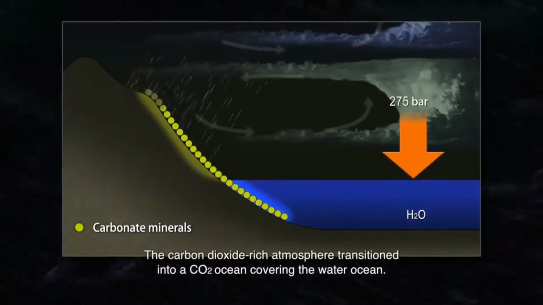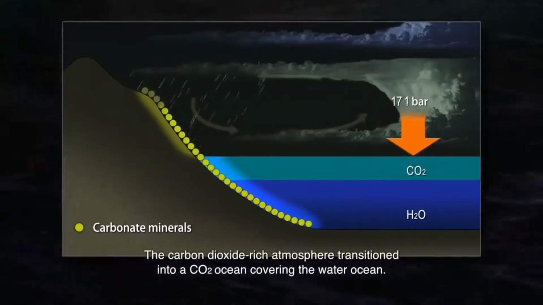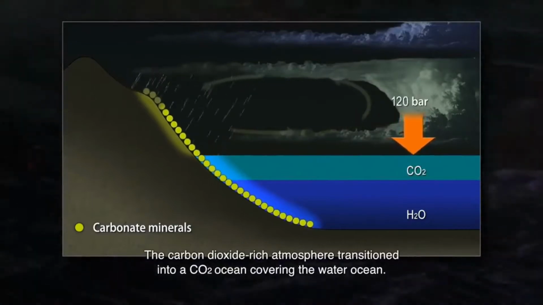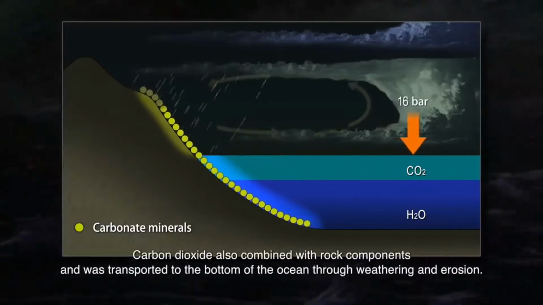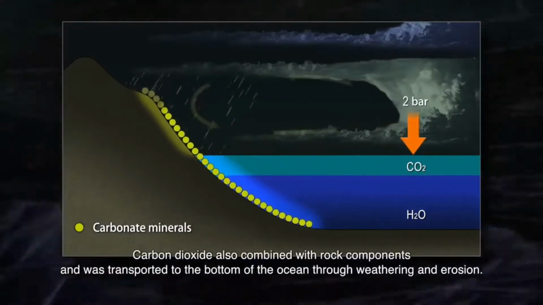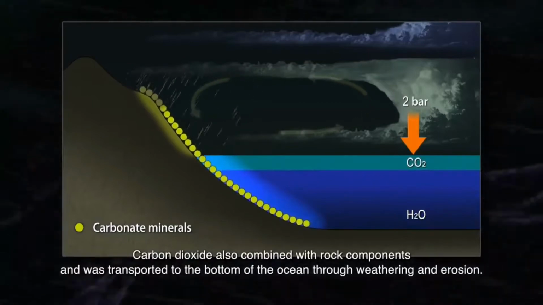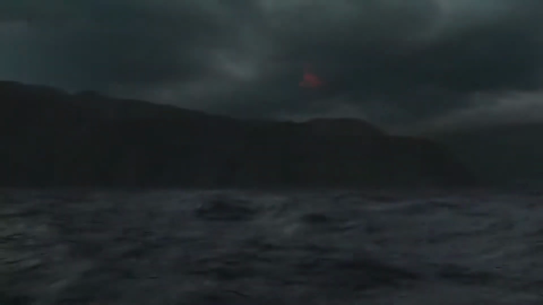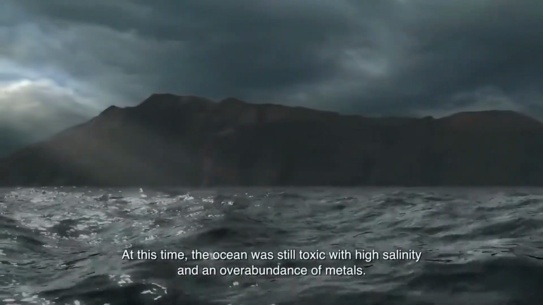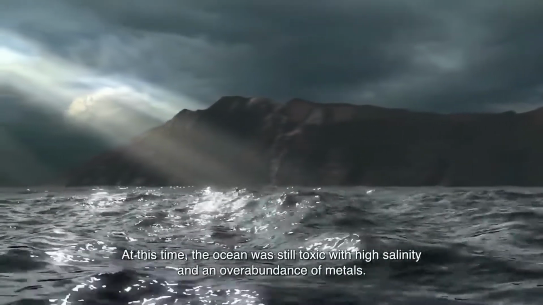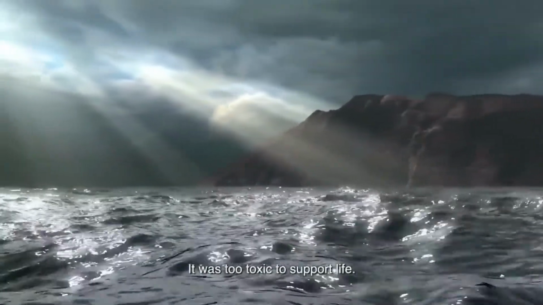The carbon dioxide-rich atmosphere transitioned into a CO2 ocean, covering the water ocean. Carbon dioxide also combined with rock components and was transported to the bottom of the ocean through weathering and erosion. At this time, the ocean was still toxic with a high salinity and an overabundance of metals. It was too toxic to support life.